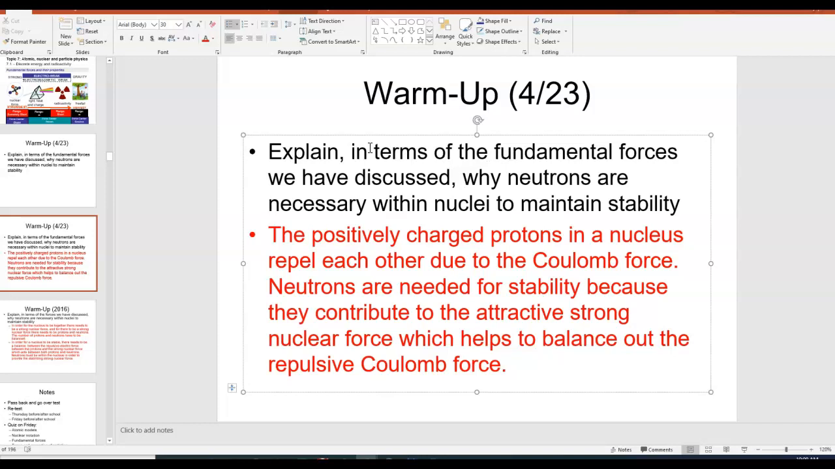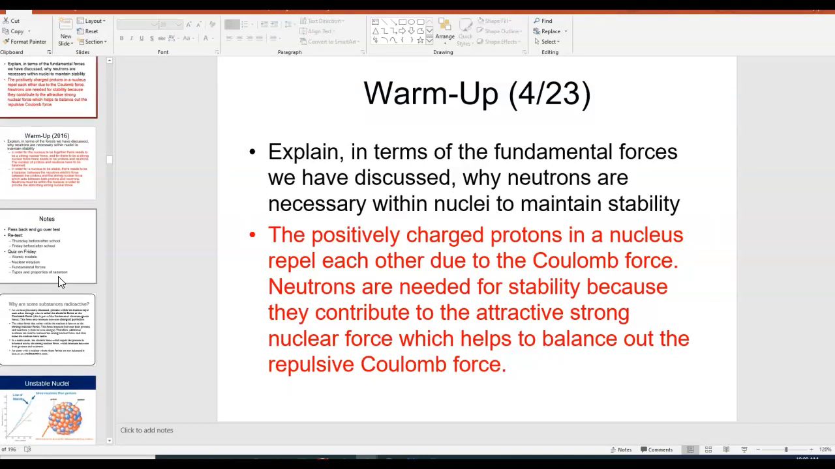We have answered the question in terms of the fundamental forces. So we have mentioned the Coulomb force. We have mentioned the strong nuclear force. Okay, and we did explain why neutrons help maintain stability, because neutrons contribute to the strong nuclear force, which helps to balance out the repulsive Coulomb force. Now again, we could have gone farther in our answer. We could have mentioned that neutrons, because they don't have charge, don't contribute to that repulsive electrical force. But this is a place to start as far as answering this question goes.